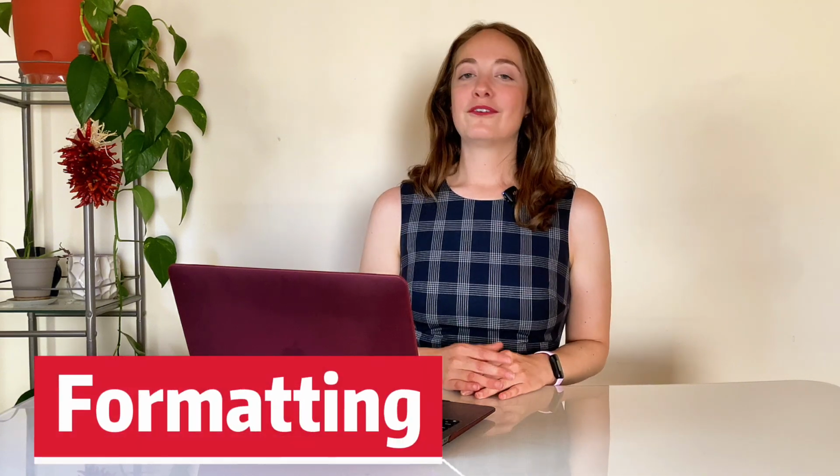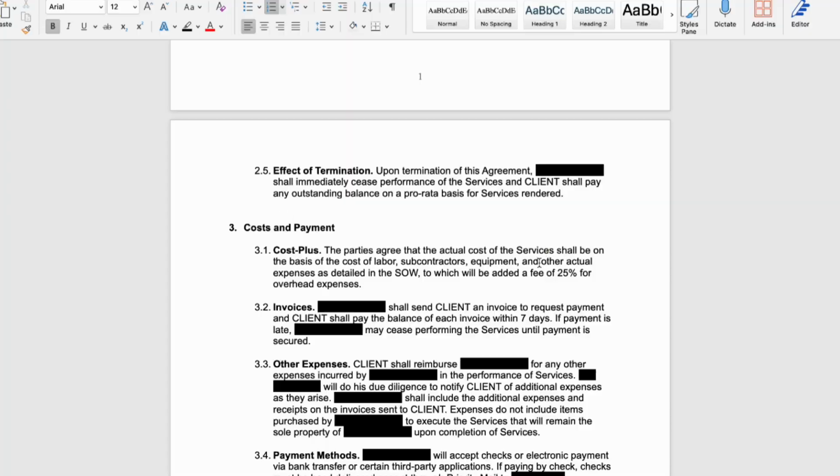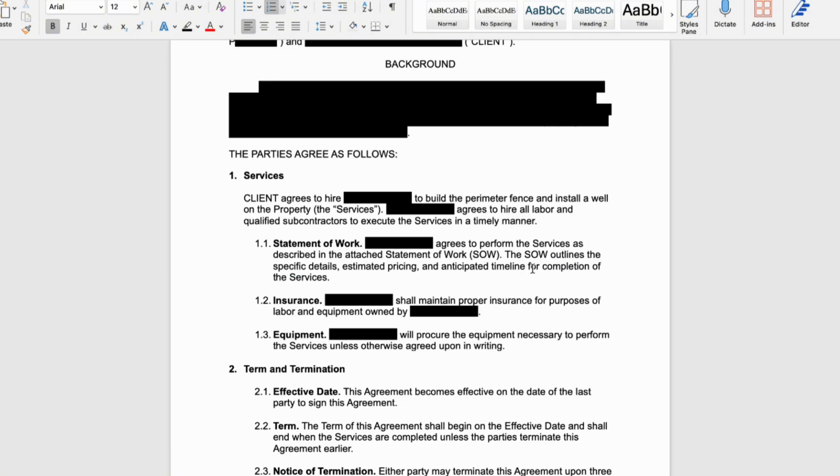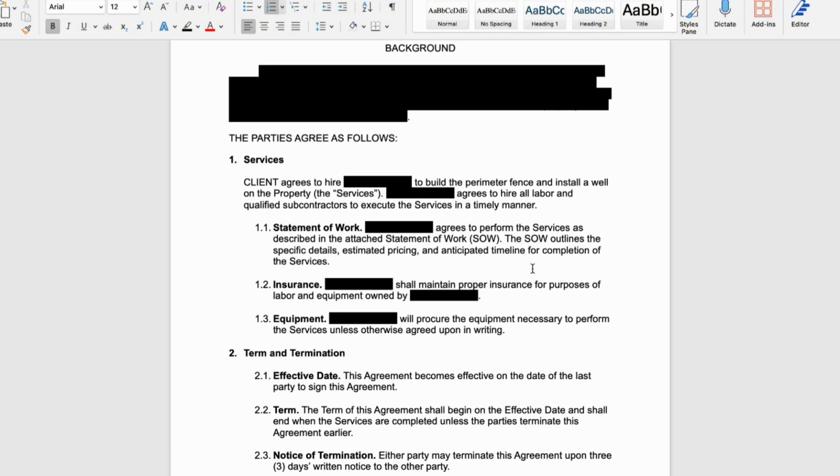Number two goes right along with the contract design is formatting. You can format your contract template however you want, and it will not affect the legal enforceability of the document. So here is an example of a contract that I wrote. It's a service agreement. I redacted all of the personal information.